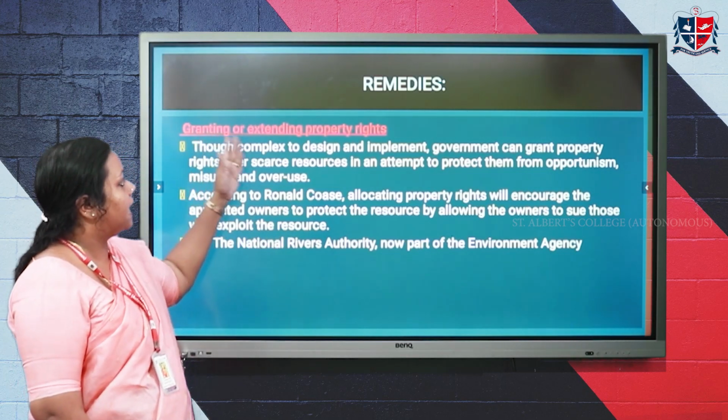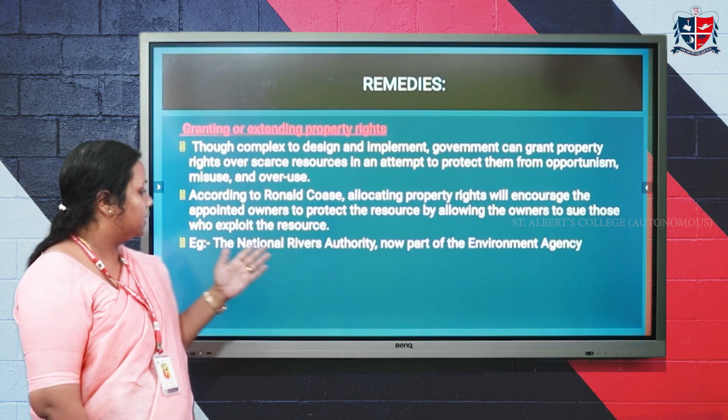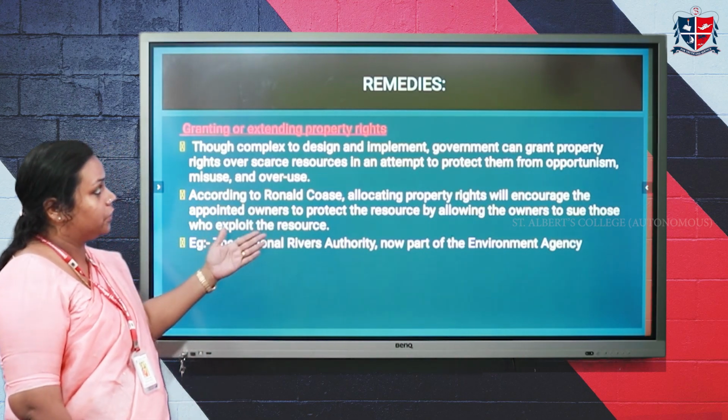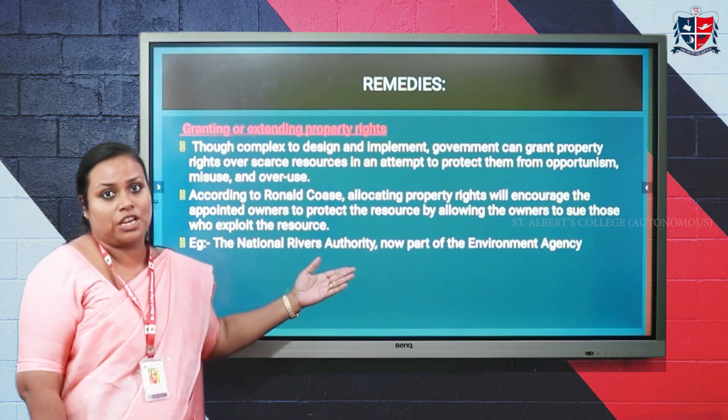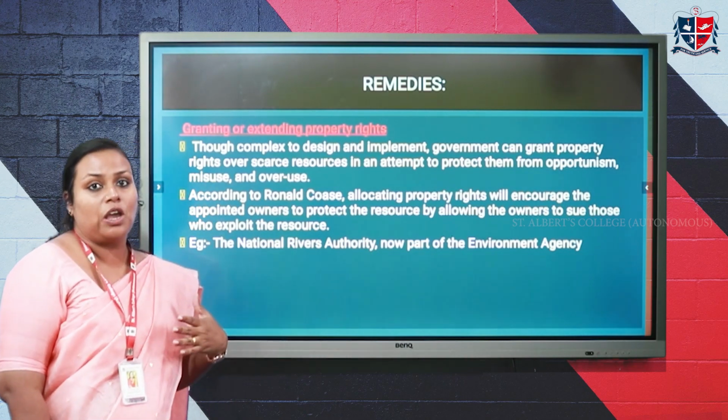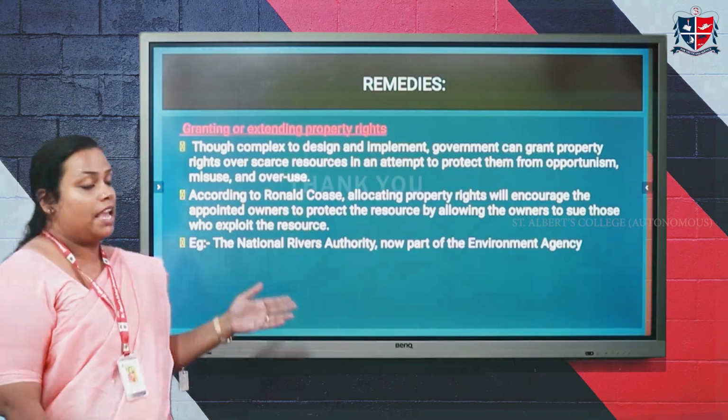Then remedies: how can you overcome these ill effects of ill-defined properties? It is through granting or extending property rights. The best example of this is the National Rivers Authority, now part of the Environment Agency, which checks the problems related to the over or misutilization of the resources.